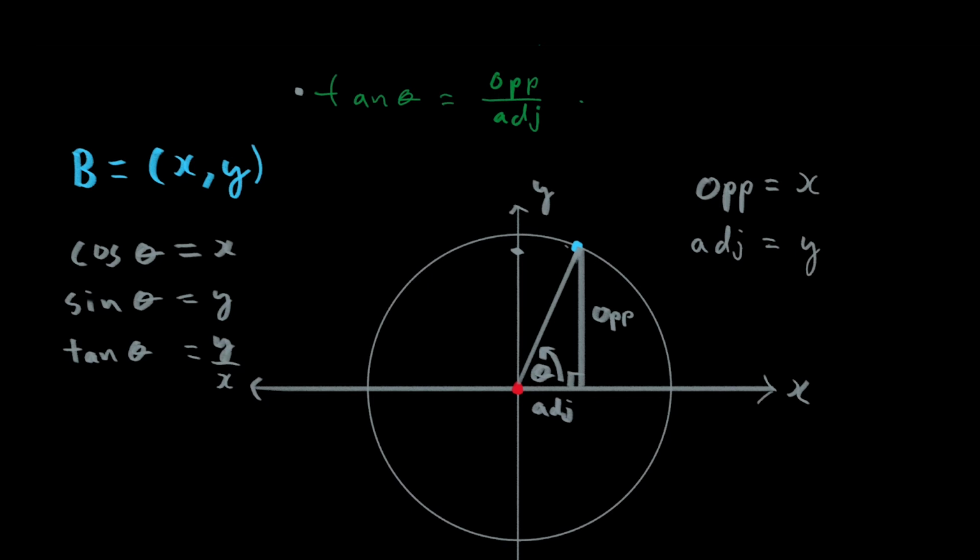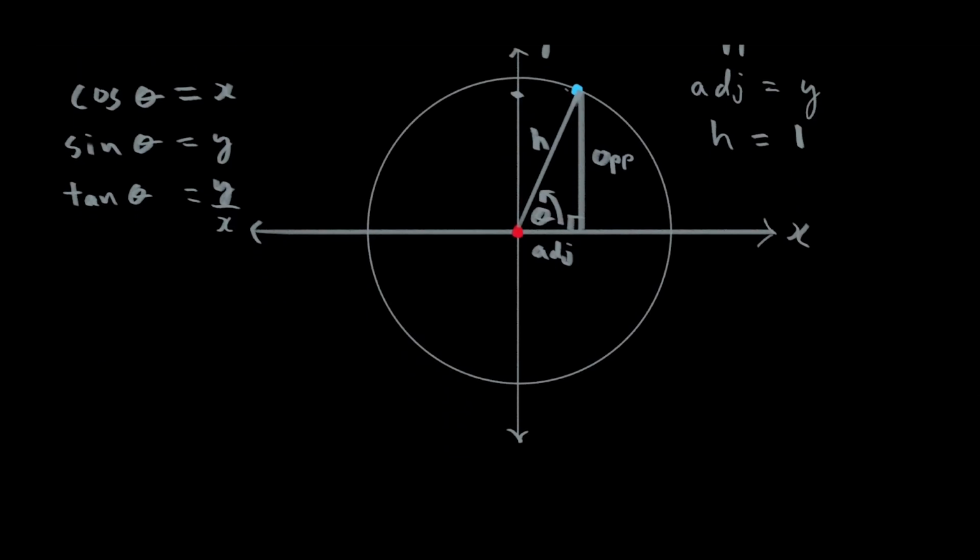Now what about the hypotenuse? This here would be the hypotenuse, but the hypotenuse we know will be 1 because that hypotenuse is just the radius of the unit circle. Okay, so the length of the hypotenuse would be 1. The length of the opposite side to theta is x, length of the adjacent side to theta is y, and the length of the hypotenuse of that right angle triangle is 1.